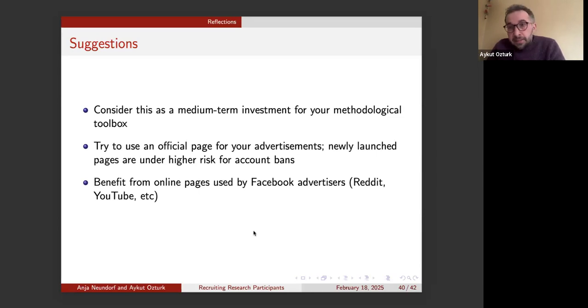And finally, benefit from online pages, online web resources created by other Facebook advertisers. Again, if you will advertise on Facebook, you are part of a very large community around the world. Your problems are usually similar to the problems of small businesses or social media agencies trying to advertise and make money out of it. So you can benefit from the solutions they are coming up with. For example, I have seen that some people buy advertisement accounts, or use advertisement accounts from agencies, and they work better than an advertisement account you started right now.